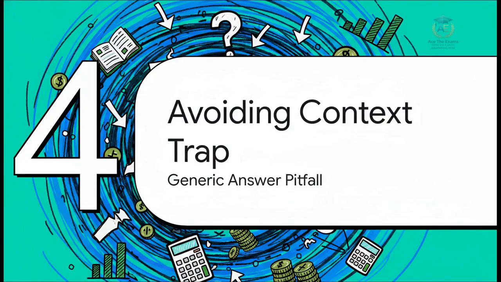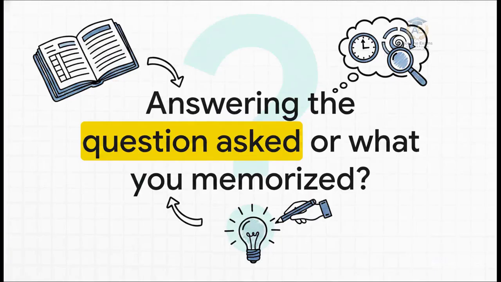Which brings us perfectly to Section 4, avoiding the context trap, also known as the generic answer pitfall. I want you to stop and ask yourself honestly right now: are you answering the question asked, or are you answering the question you memorized? When you are under intense time pressure in the exam hall, I know it's incredibly tempting to just dump everything you know about the cash book onto the page. But if you aren't applying that knowledge to the highly specific business scenario right there in the prompt, your answer is effectively useless to the examiner.